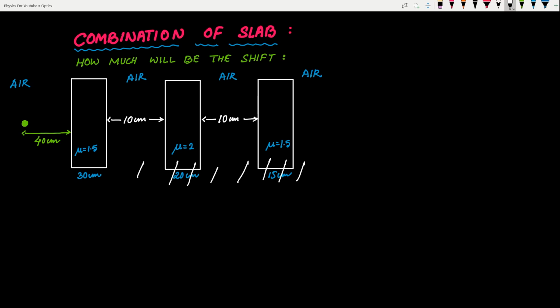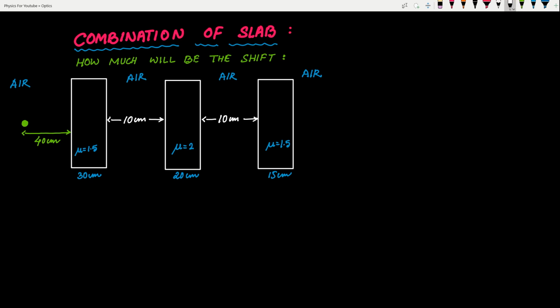So it's a very long process. Now if they give 4 to 5 slabs, then it's gone. Like you'll need 1 hour to solve that, and there's no guarantee that you can solve that. If there is a silly mistake in between, then your time is gone and your mark is also gone. So what to do in order to save ourselves? It's very easy. Now let's understand the easy concept.